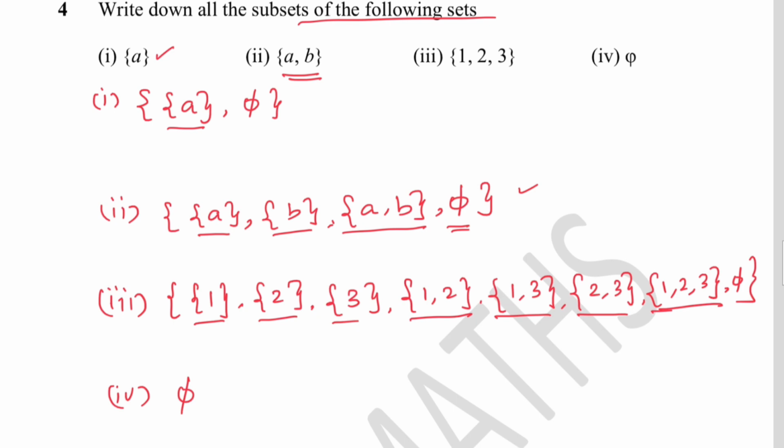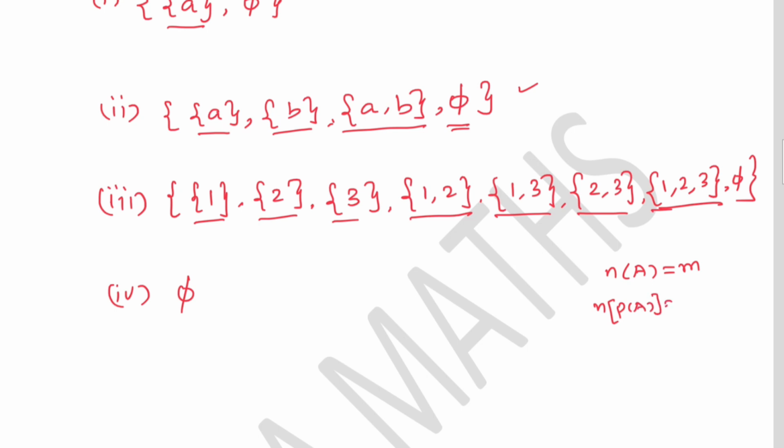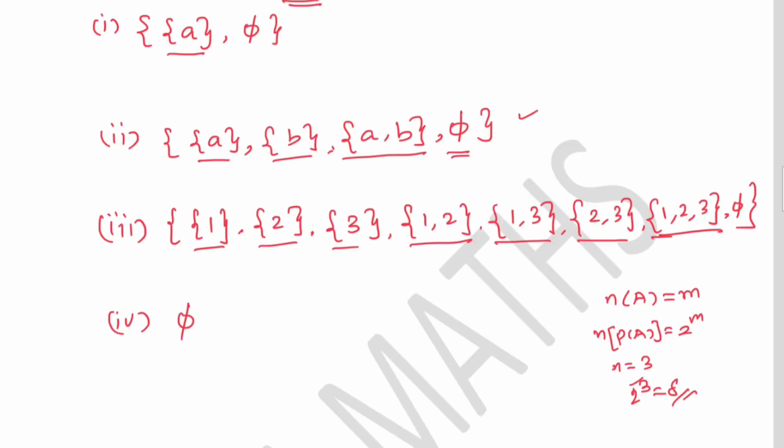So there is a formula. If the number of elements n(A) is m, then n(P(A)) is 2 power m. So here the number of elements is 3, therefore the power set, the number of subsets, is 2 power 3, which is equal to 8. And the fourth question, empty set. For the empty set there is no proper subset, only the empty set.